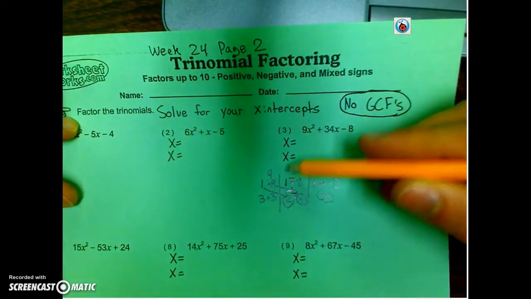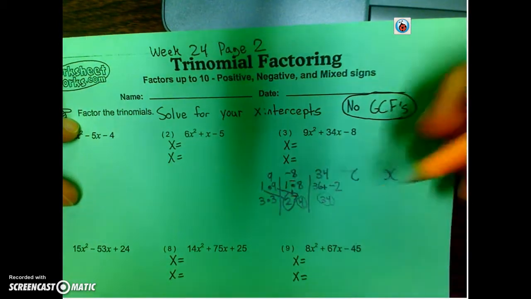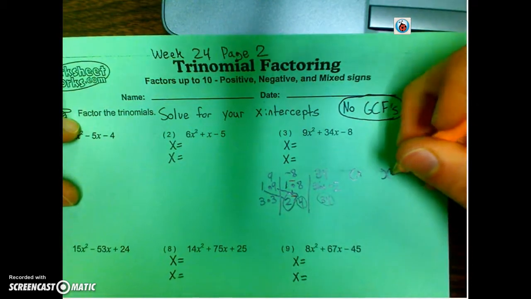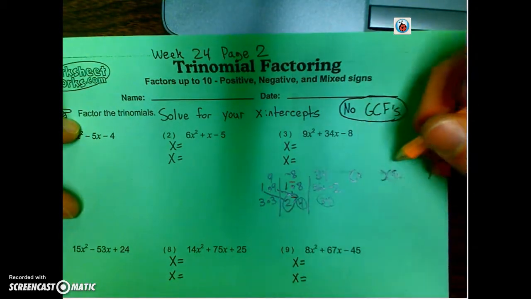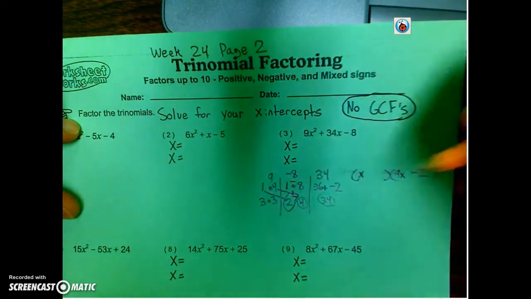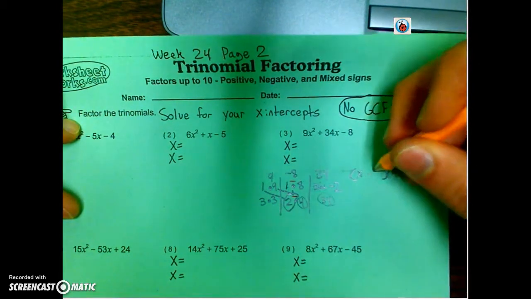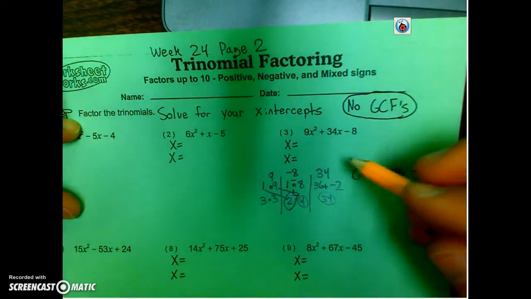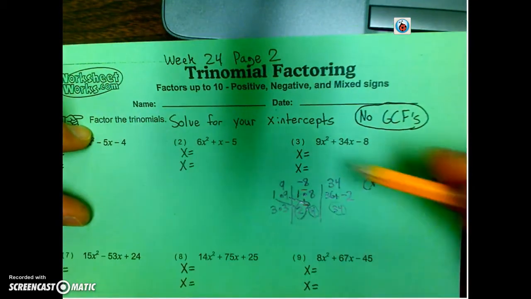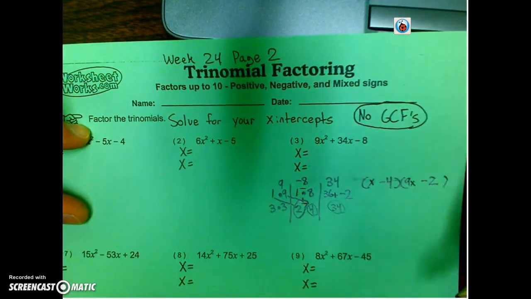All right, so I need a 1x and a 9x. All right, the 1 was opposite, so the 1 needs to be opposite here of a minus 2. This 9 needs to be opposite here of a minus 4. Okay, so we have it factored, right? We did this first part. Now we just need to take this and solve for our x-intercept.